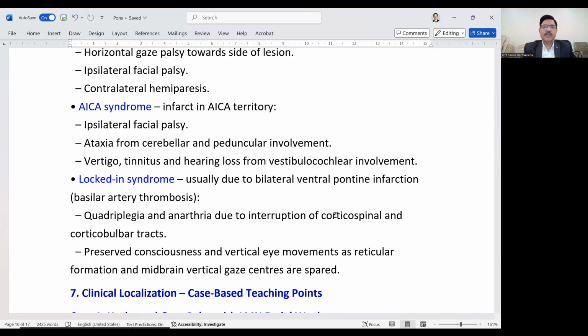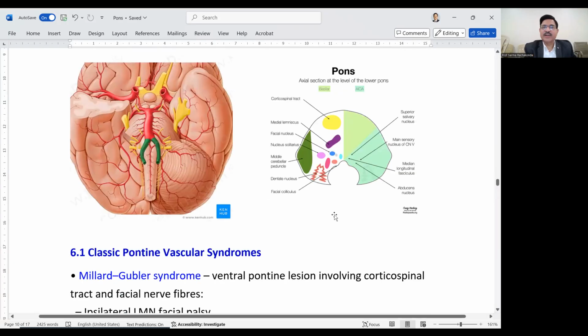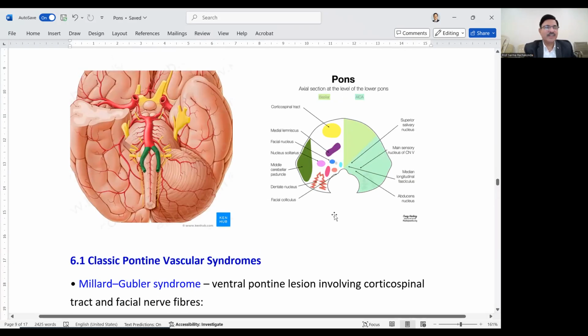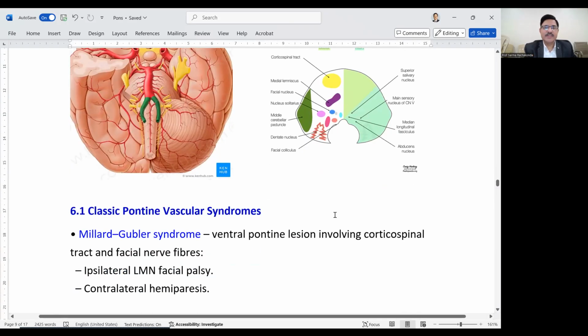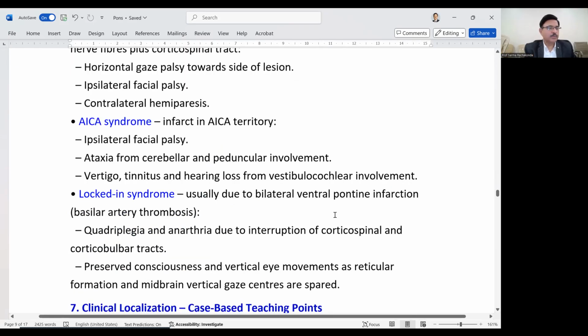So, what is AICA syndrome? Ipsilateral facial paralysis. There is no motor involvement. Why is there no motor involvement? You see here, AICA is not supplying the corticospinal tract. The corticospinal tract is the light green color there. The light green color is the corticospinal tract. The dark green is the AICA supply. So AICA is not supplying the corticospinal tract.